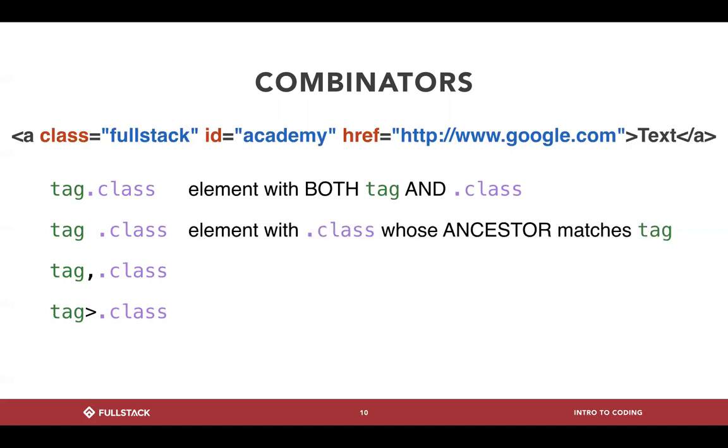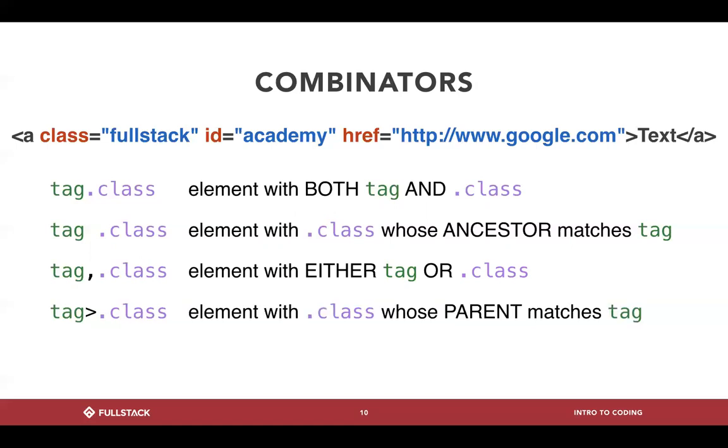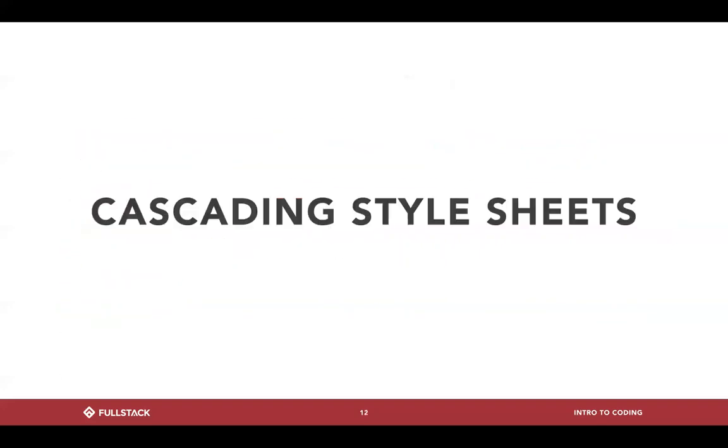If you give it one space, it means that the element on the right has an ancestor, some parent at some point in the HTML, that matches whatever the thing on the left is. There's an either-or situation if you use a comma. And if you use that greater than symbol, the direct parent of whatever's on the right has to match whatever's on the left. We've got comments in there, right? Comments.